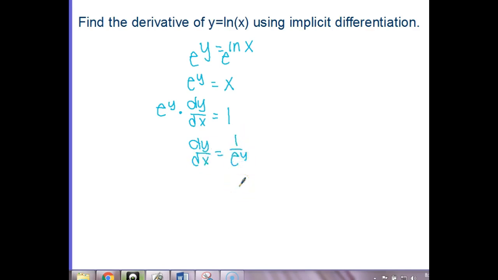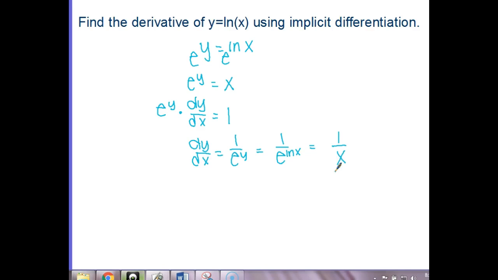That was just a rule we're going to learn, and we don't want to have to do it anymore. Correct. What's y equal to again? Oh, ln. So it's just 1 over x. Bada bing, bada boom. Derivative of the natural log of x is 1 over x.